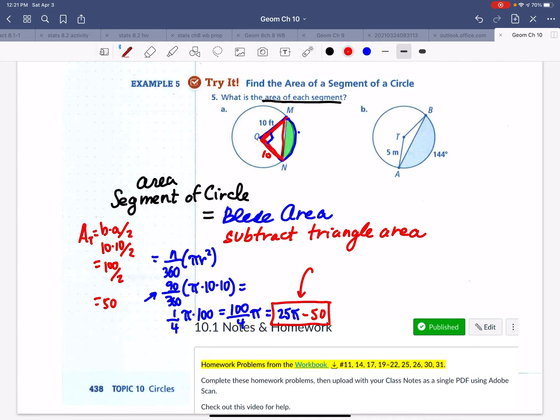Now, if you wanted to make this a decimal, you could. So let's go ahead and turn this into a decimal. Using our calculator, 25 times pi, or 3.14, is 78.5, take away 50, is 28.5. Final answer.